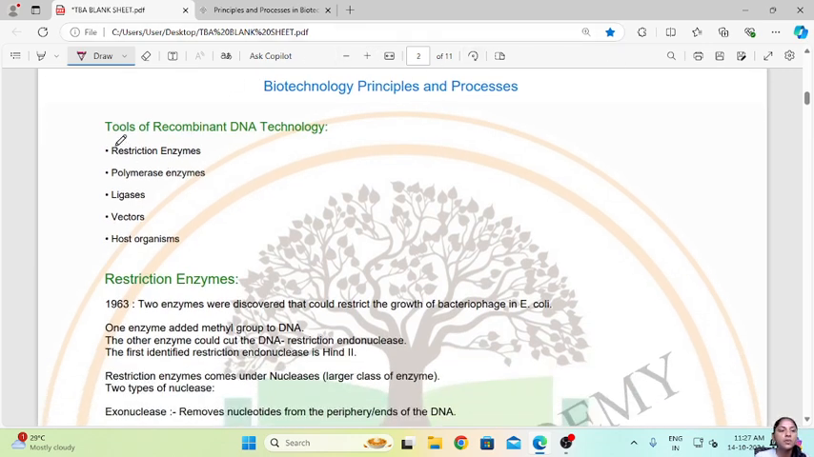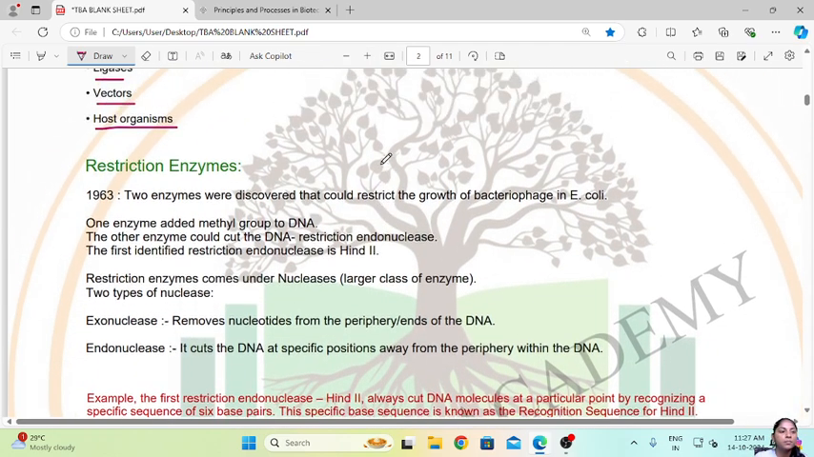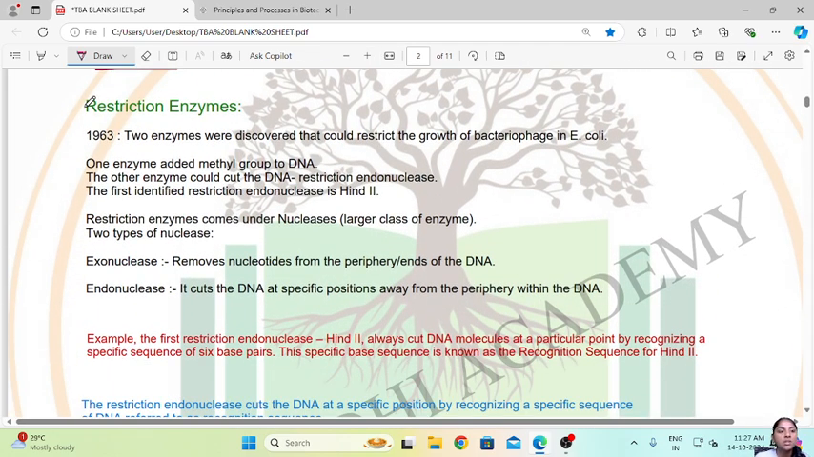Biotechnology principles and processes, the tools of recombinant DNA technology. So what are the different tools which are used in recombinant DNA technology? The first we have are the restriction enzymes, then polymerase enzymes, ligases, vectors and host organisms. So these are the tools and this is the host organisms in which the modified DNA will be inserted. So first talking about the restriction enzymes.